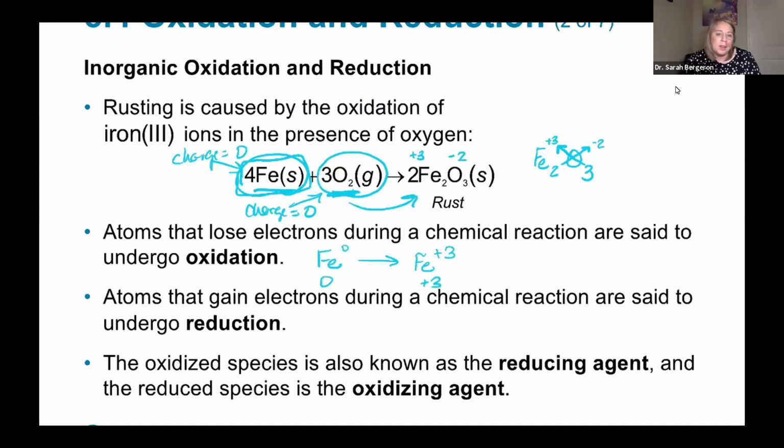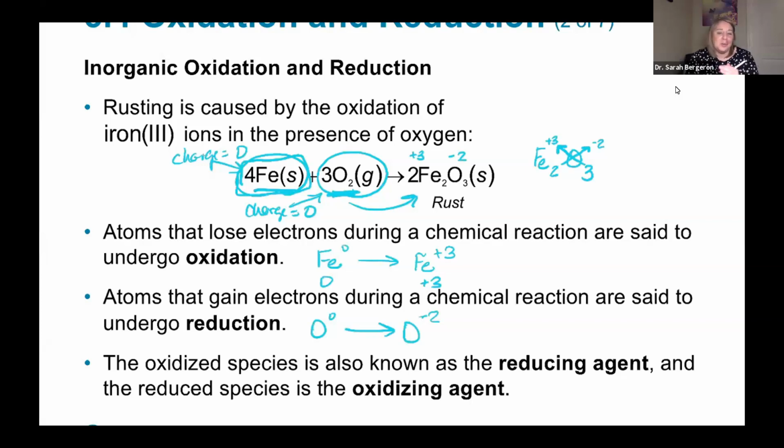So what's happening to those iron atoms? Well, if you're going to have a charge of +3, that means that you have lost electrons. And so those are the ones that are undergoing oxidation. So our iron is undergoing oxidation. Atoms that gain electrons are said to undergo reduction. So what's happening with our oxygen? Our oxygen started out at 0 and is going to a charge of -2. So because we're gaining a negative charge, we have gained electrons, right?